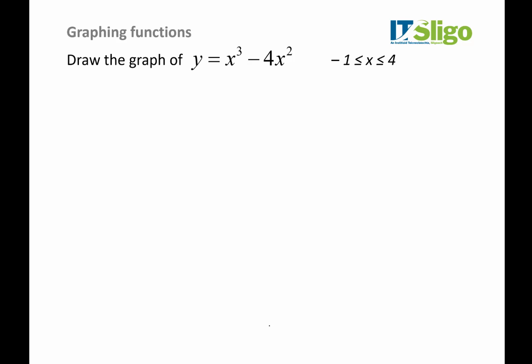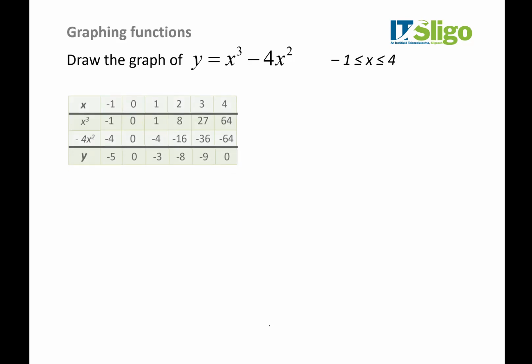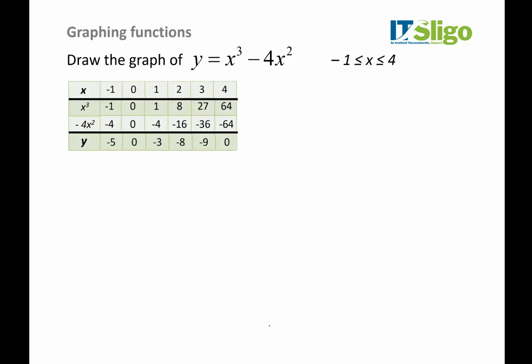Here's another function we're going to encounter, a cubic function. Again, the input is cubed, and then we're subtracting 4 times the input squared. There's the input cubed, and there's -4 times the input squared. Again, we get our coordinates.